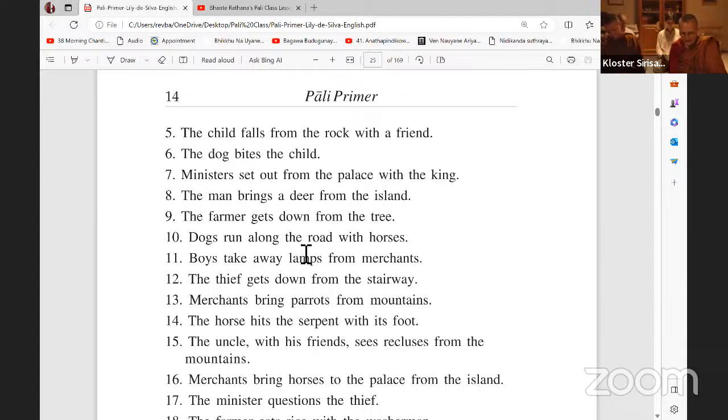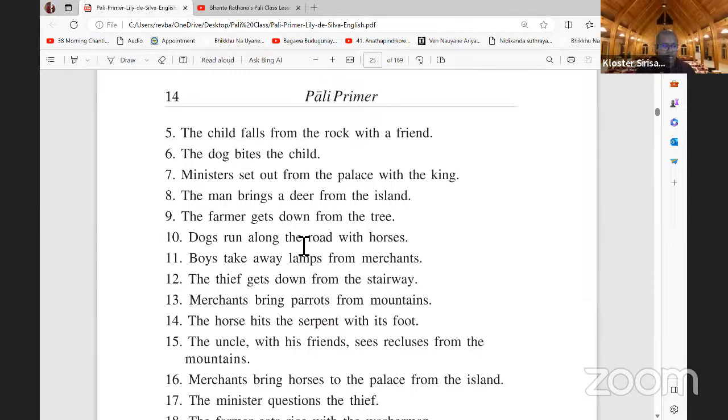Kumara vanijehi dipe haranti. Right. The boy takes away the lamp from the merchant. And here I want to say again about number 10, like the road.